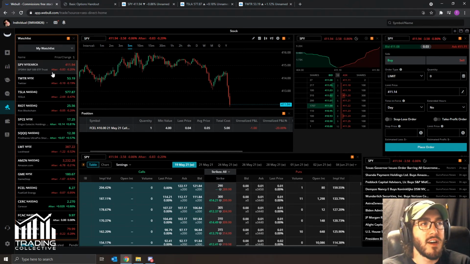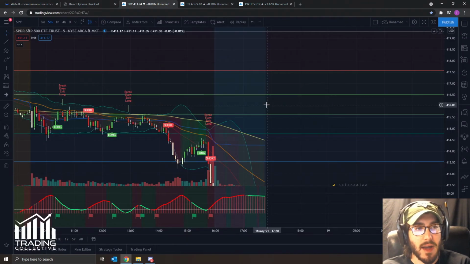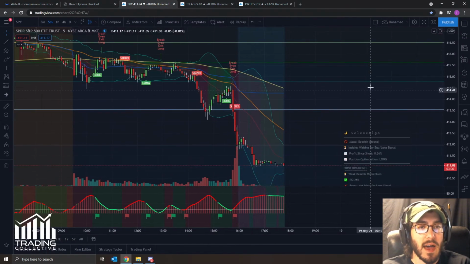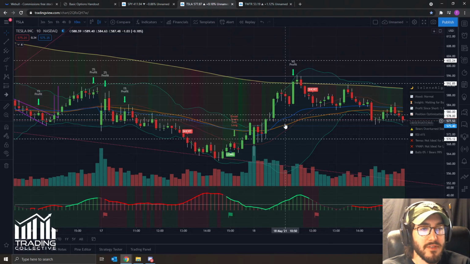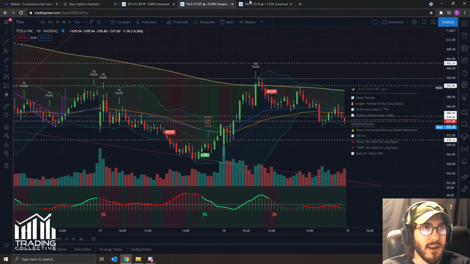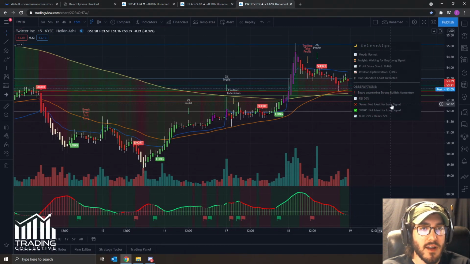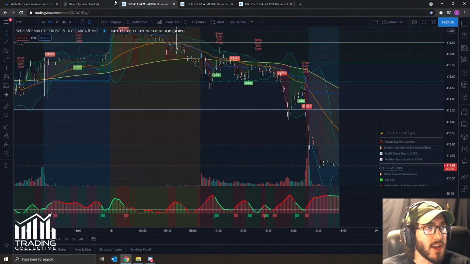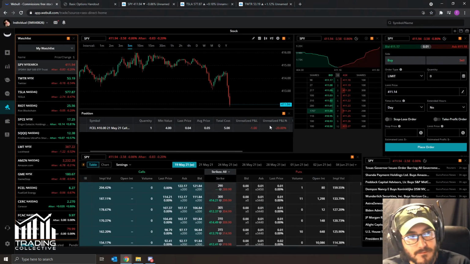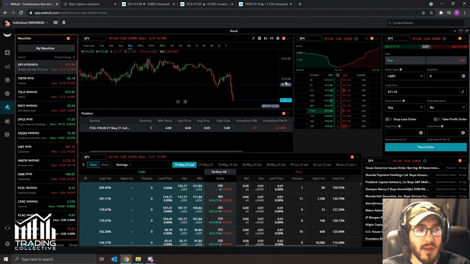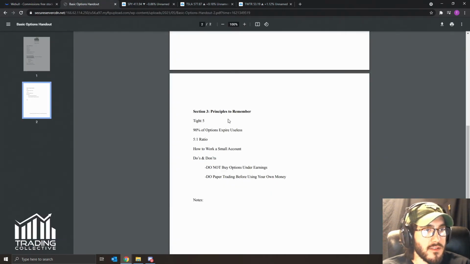Maybe you already have a chart ready. Here I've got mine already ready for SPY. I've already got mine set for Tesla here. I've already got mine set for Twitter here. We're ready to go. We're ready to start trading as soon as I pull that chart up from a TA standpoint. But anyways, we'll get into the next point.